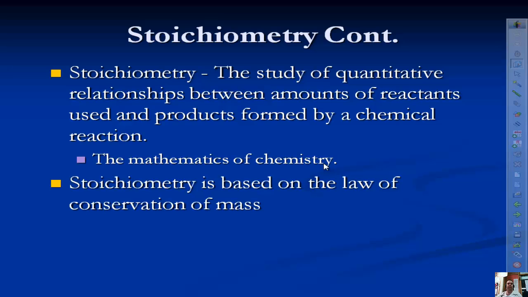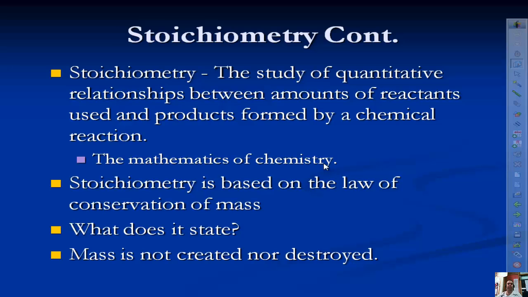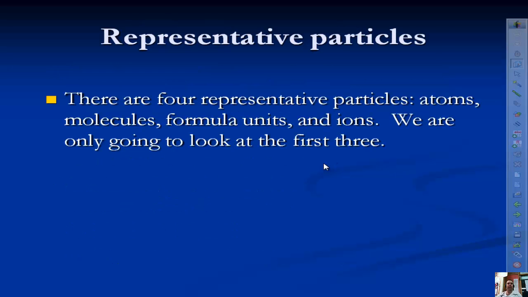Stoichiometry is based on the law of conservation of mass, which, if you remember, just states that mass cannot be created nor destroyed. Last chapter we talked about 4 representative particles: atoms, molecules, formula units, and ions. We're only going to look at the first 3. The reason why we are not going to look at ions is because ions cannot stand by themselves.